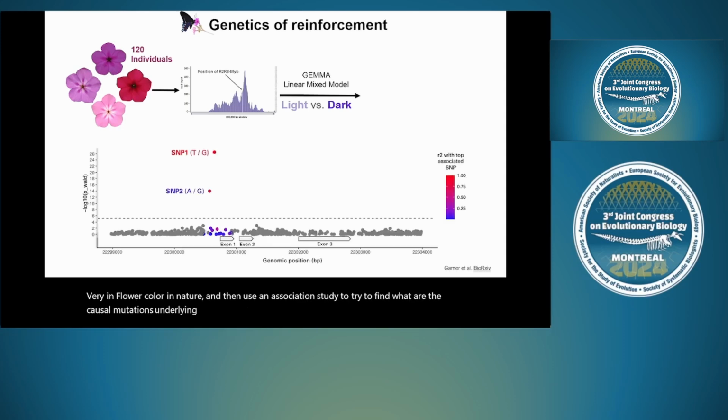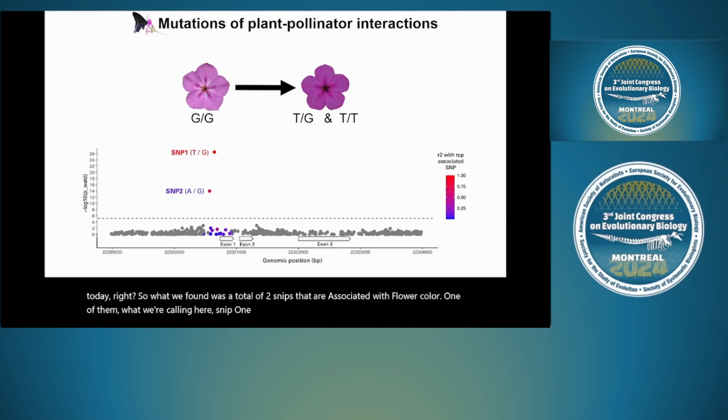This is our Manhattan plot. It's a little foggy in New York today, right? So what we found was a total of 2 SNPs that are associated with flower color. One of them, what we're calling here SNP1, is perfectly associated, where every light individual is homozygous for this G allele, and the T allele only exists in dark individuals.